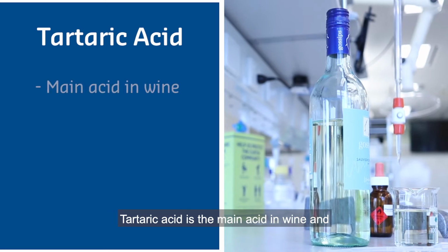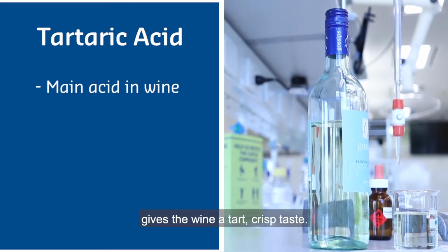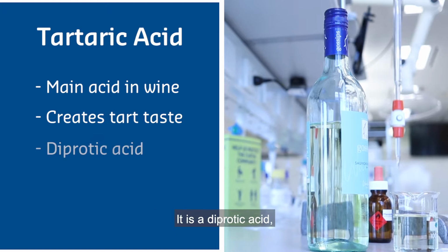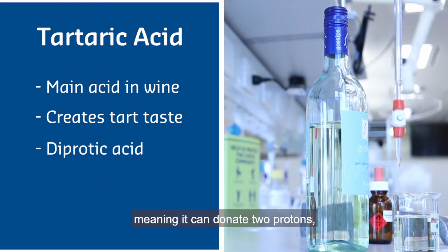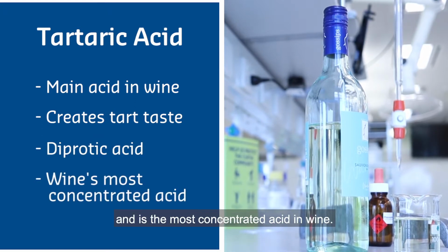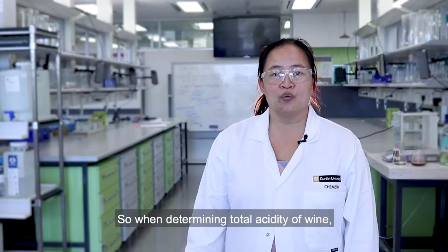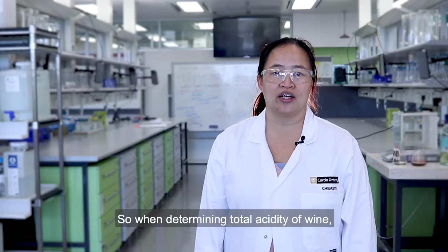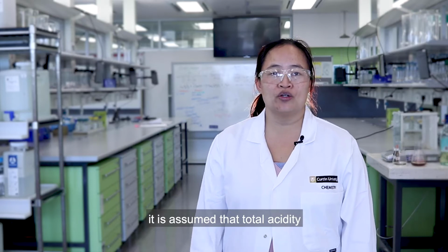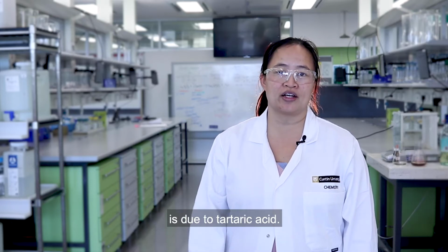Tartaric acid is the main acid in wine and gives the wine a tart, crisp taste. It is a diprotic acid, meaning it can donate 2 protons, and is the most concentrated acid in wine. So when determining total acidity of wine, it is assumed that total acidity is due to tartaric acid.